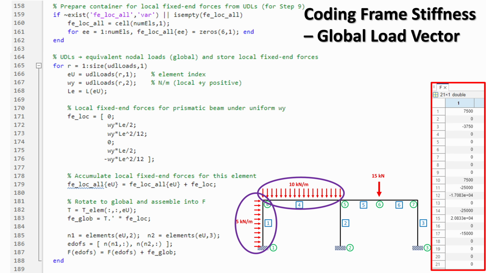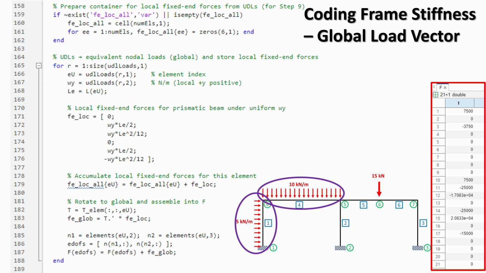In this part of the load assembly, we convert the uniformly distributed loads acting on elements to their equivalent nodal forces. Unlike nodal loads, UDLs act along the length of an element, so they can't be inserted directly into the global load vector. Instead, we compute their fixed end forces, rotate them into global coordinates, and then add them to the corresponding global degrees of freedom. The code begins by creating a container, FE_loc_all, to store the local fixed end forces for each element.